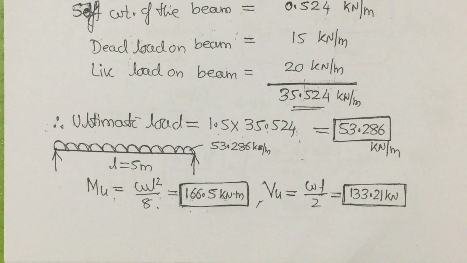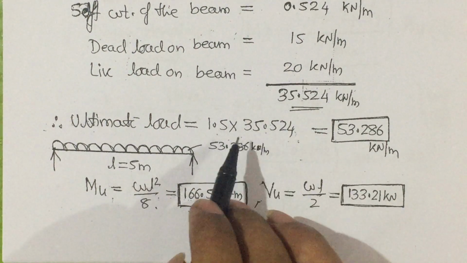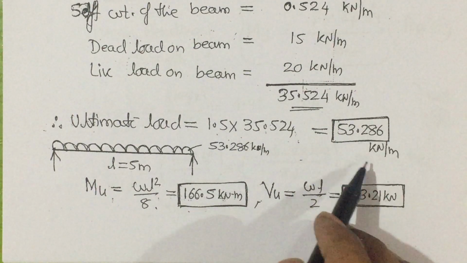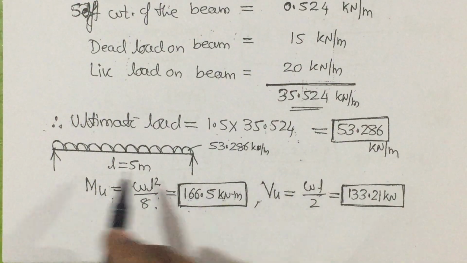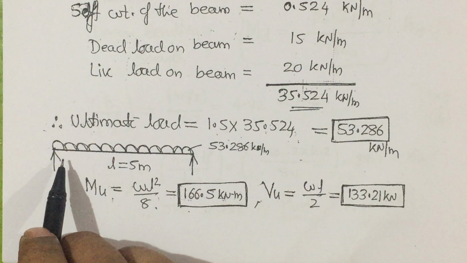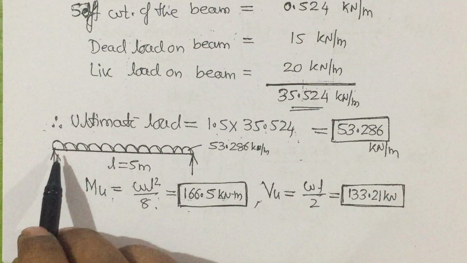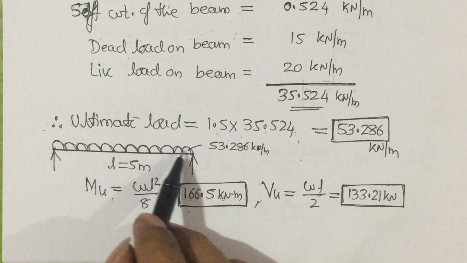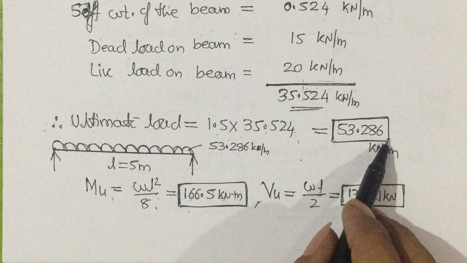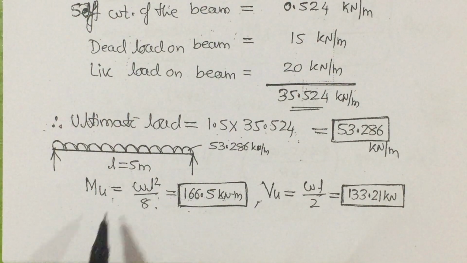Then ultimate load or factored load is given by 1.5 into working load. We are going to get 53.286 kilonewton per meter. Now, in the problem it is stated that it is a simply supported beam carrying UDL. So, write down the simply supported beam carrying UDL and the value is 53.286 kilonewton per meter and the length is given as 5 meter.